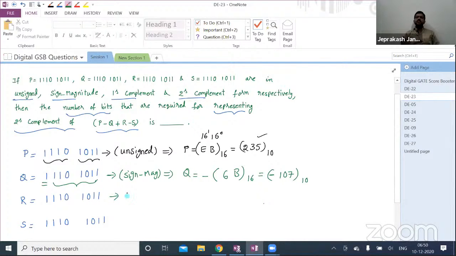Minus 107, right? Next, the R number, he has mentioned in ones complement form. Whenever they mention a number is represented in ones complement form, the starting bit, the sign bit, is 1. Because of that, you'll get a negative number. In order to get the magnitude of this number, what we have to do?